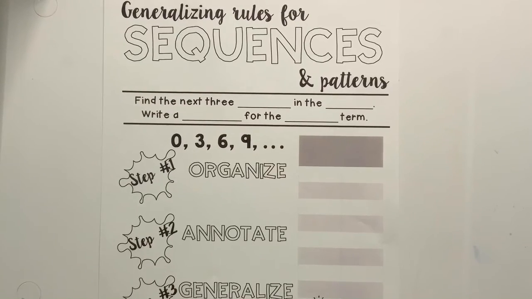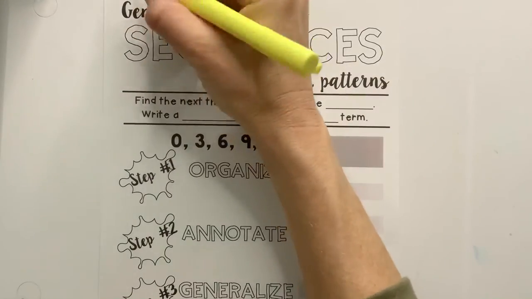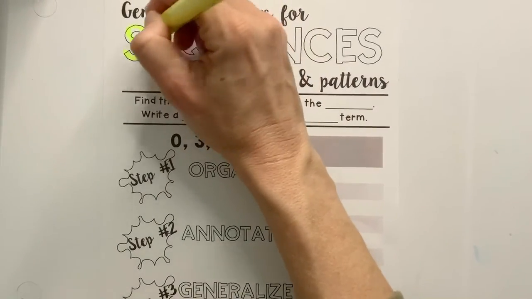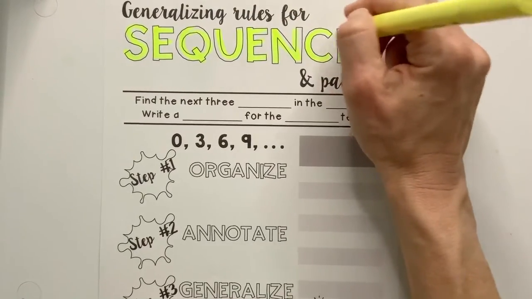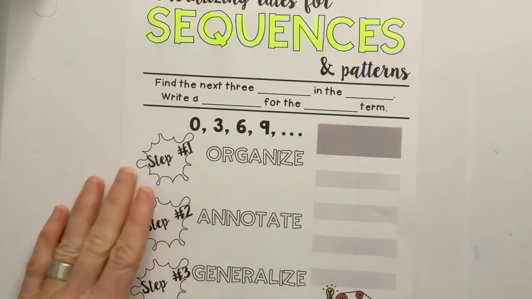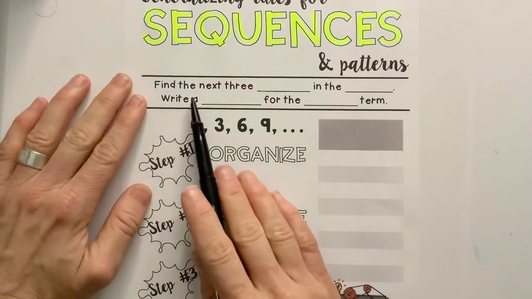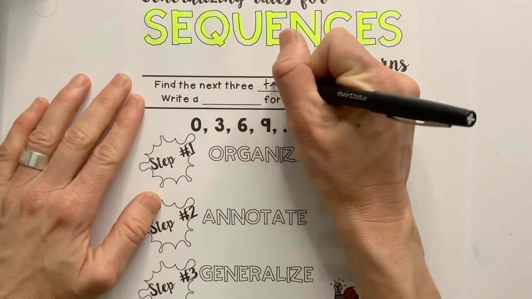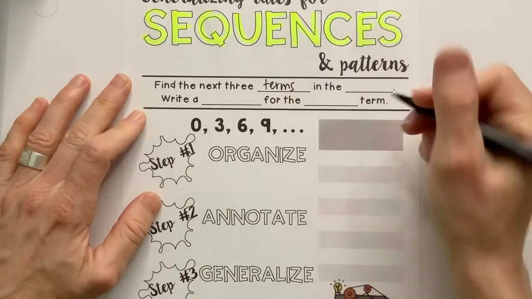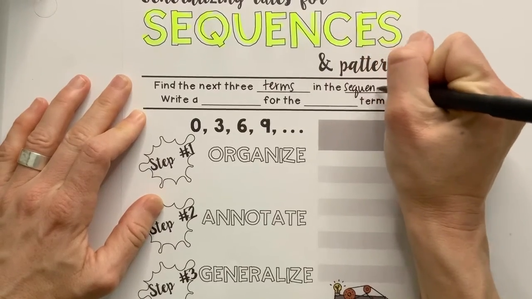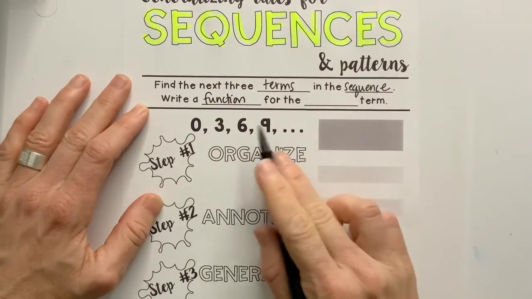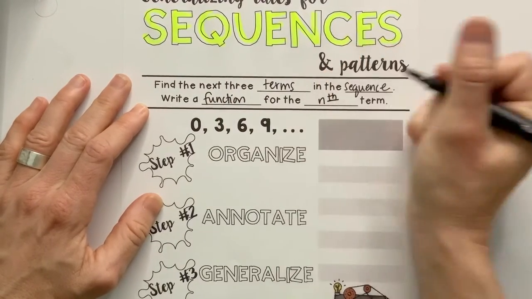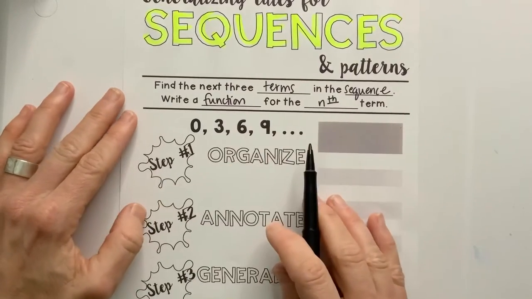In this video, we are going to look at generalizing rules for sequences and patterns. So a sequence is just a set of numbers that follows a particular pattern, and they are closely related to functions and in and out tables. Okay, so you might have some instructions that look like this. Find the next three terms in the sequence. Write a function for the nth term. Okay, so there's a lot of vocab in here that we need to go over.